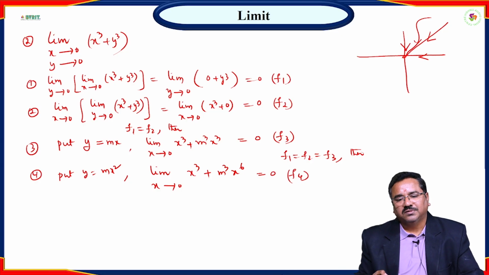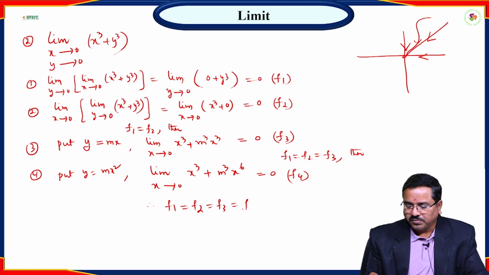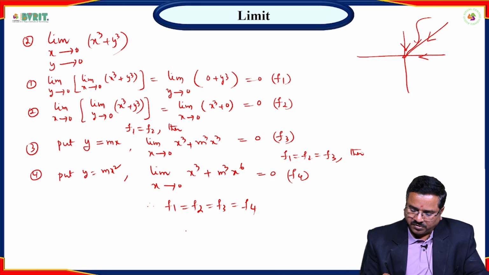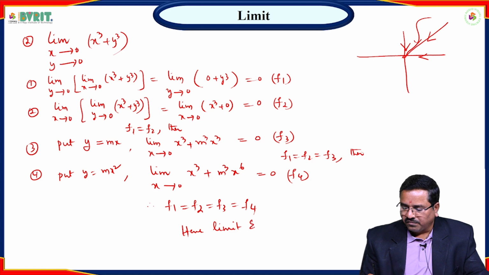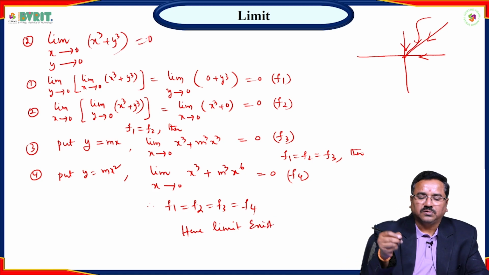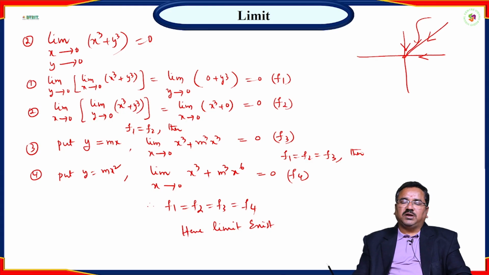Now look at this answer. All 4 are equal. Therefore, f1 is equal to f2 is equal to f3 is equal to f4. So the limit exists. If all are equal, hence the limit exists. What is the value of the limit? What is the value obtained? The answer is 0. So limit x tends to 0, y tends to 0, x cube plus y cube is equal to 0. So whenever you find a limit about origin, you have to follow these 4 steps.